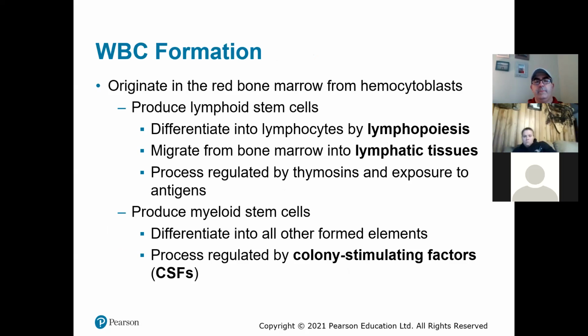White blood cells form in the bone marrow, just like red blood cells, right? So you have these stem cells in the bone marrow that when they get certain signals, they become blood cells. They can become white blood cells. They can become red blood cells.